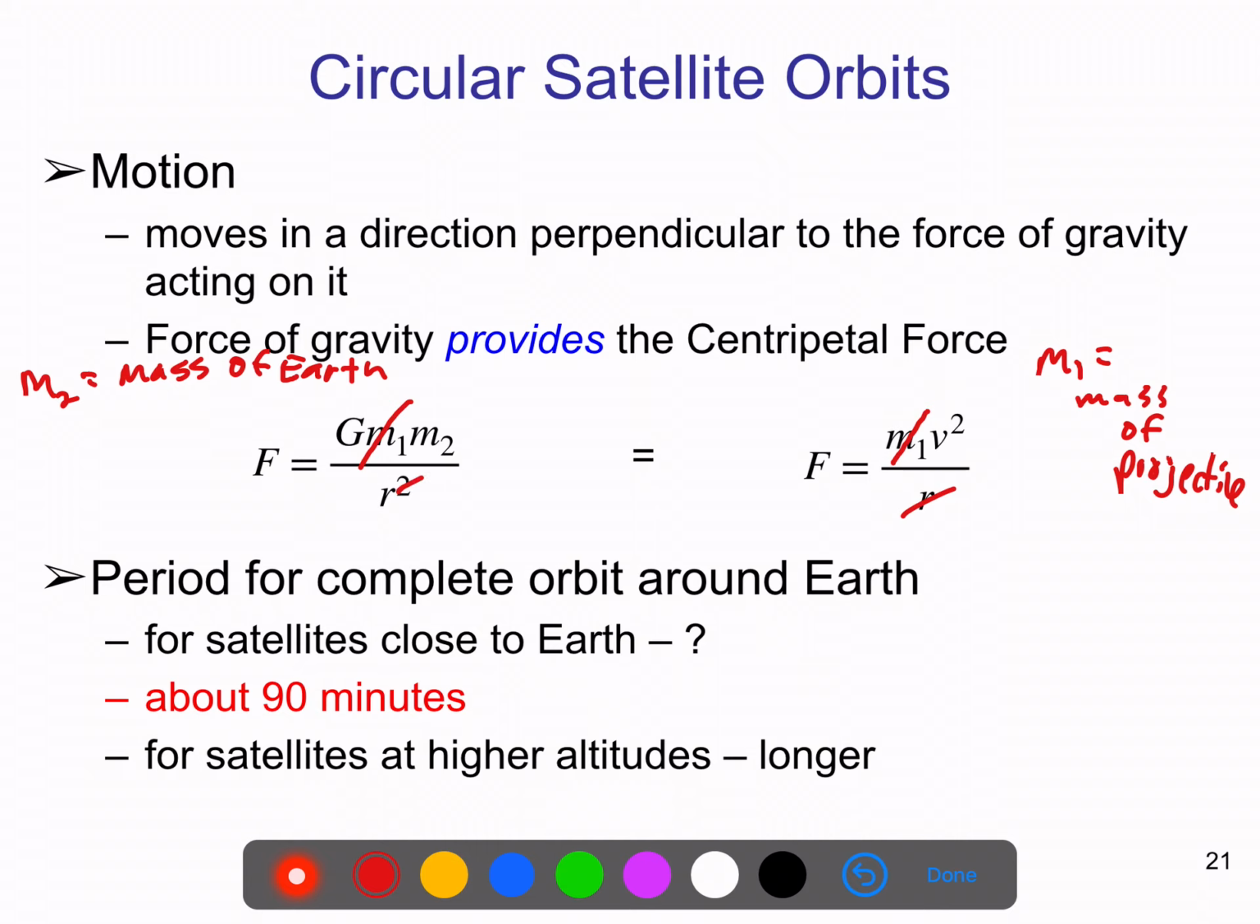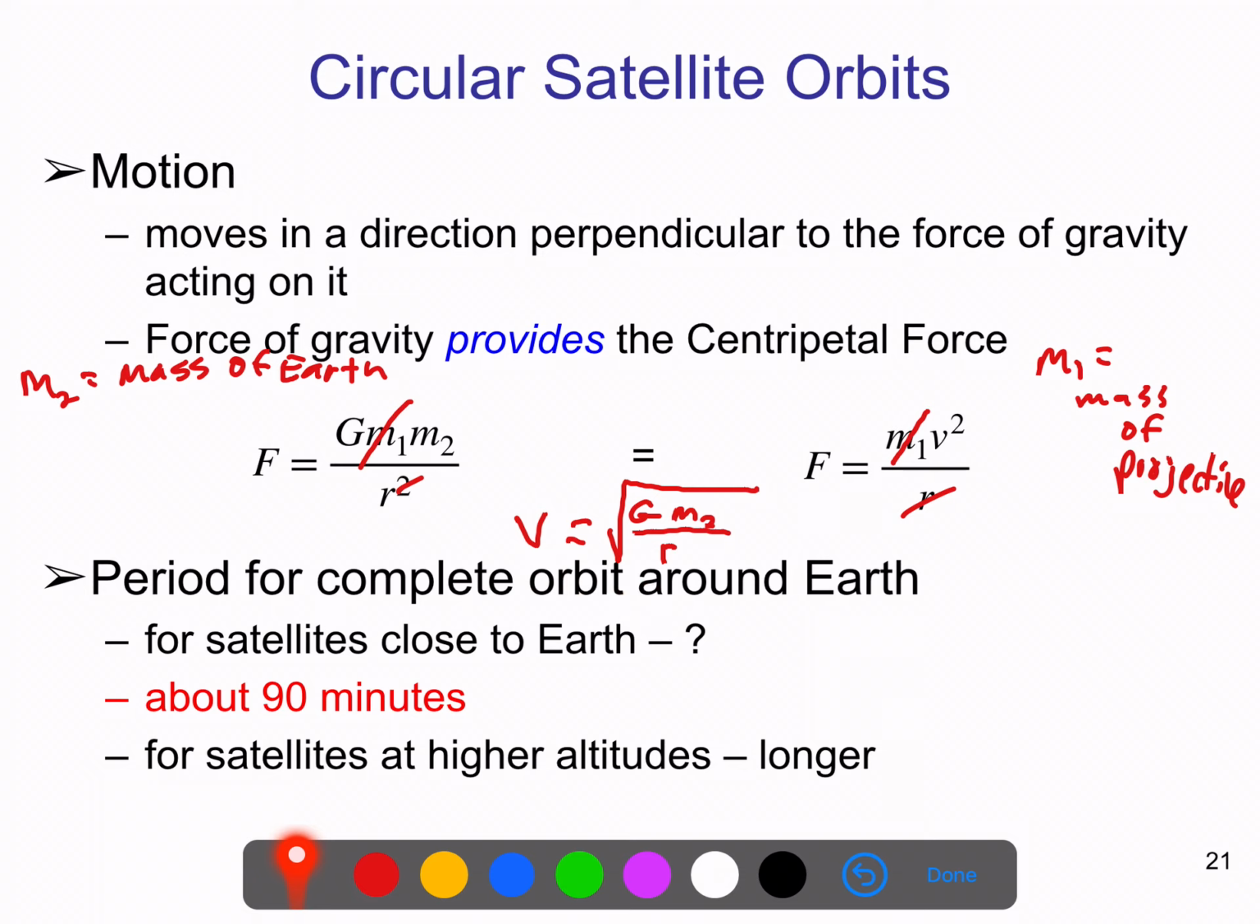This allows me then to take the square root of both sides of the equation, and I should find that the velocity required to achieve this circular orbit will be capital G. Remember, that's not the same as little g. That is not 10 meters per second squared. It's instead 6.67 times 10 to the minus 11, and so that's a much smaller number. That times the mass of the Earth divided by r, all underneath the square root, will tell me the speed that I need in order to get this circular orbit.